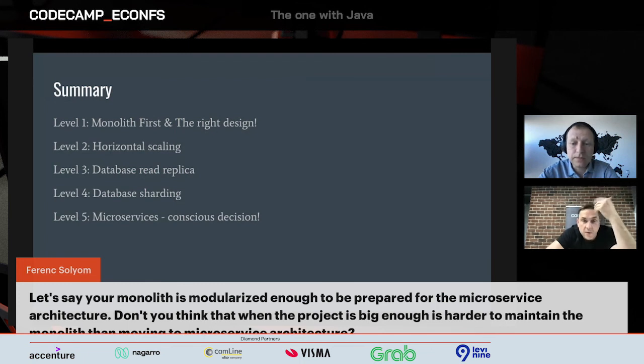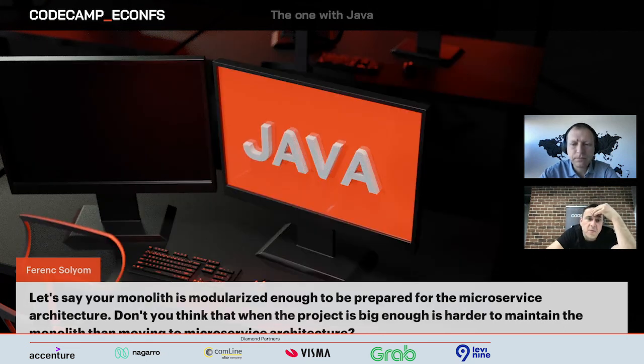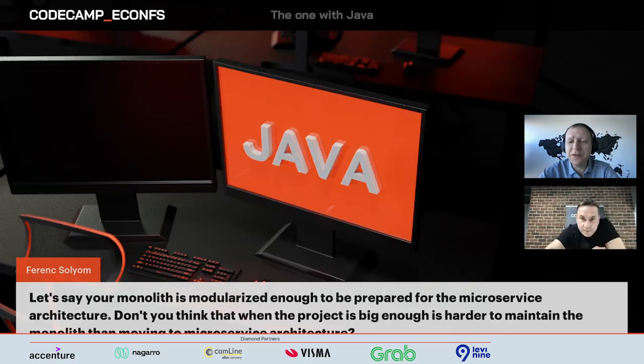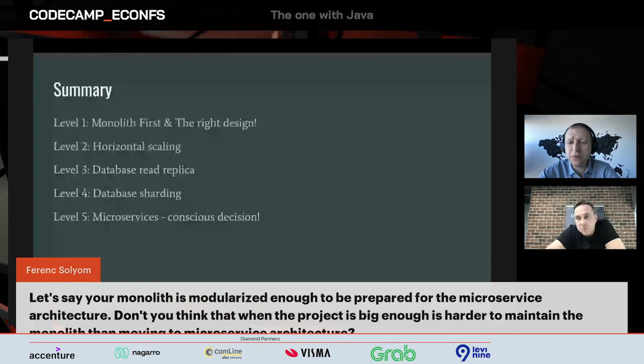Now the question is, when is the project big enough to make the decision? Or would you think that the maintenance of the monolith is more difficult? If we split the code base, would it make it easier? If some requests are traversing multiple microservices, would it be easier to test? Would it be easier to reproduce locally?